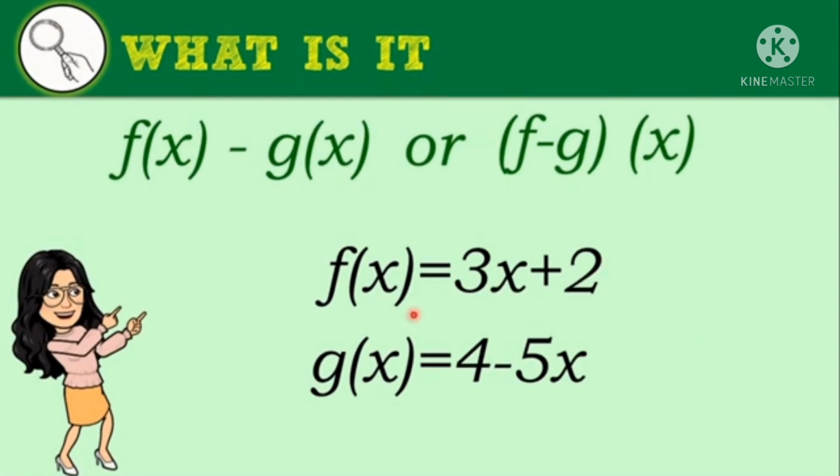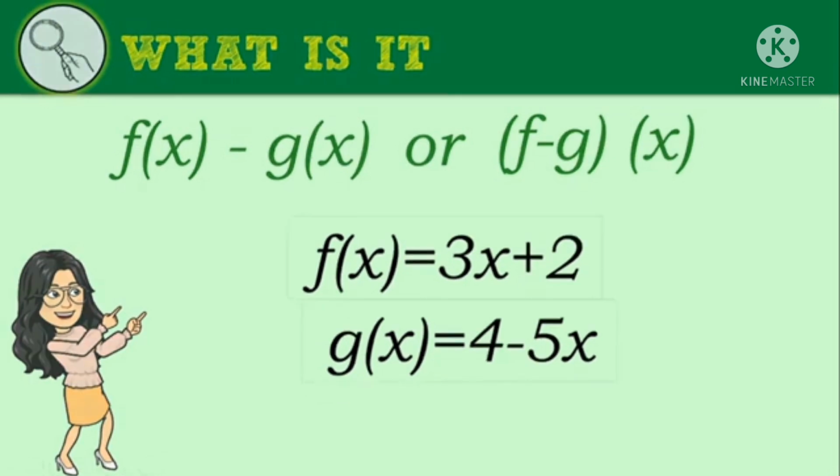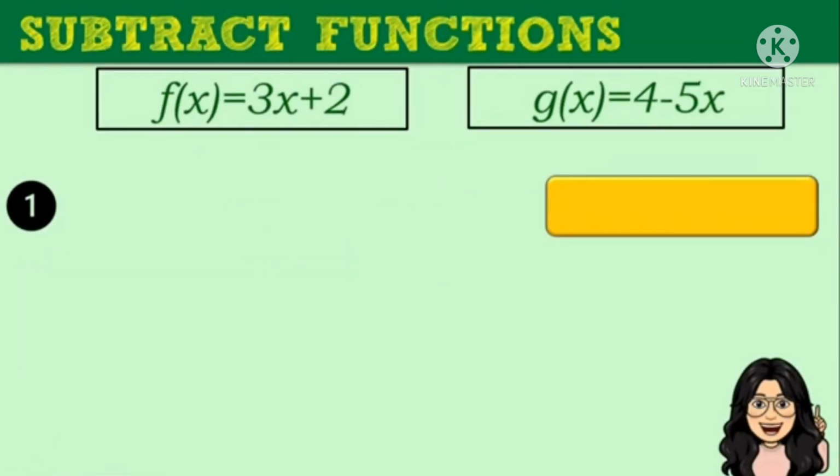Given f of x is equal to 3x plus 2 and g of x is equal to 4 minus 5x, let's find the difference. Let's find f of x minus g of x, or f minus g of x. To do that, let's follow these steps.